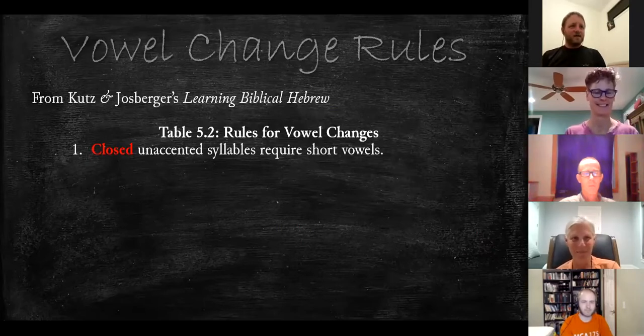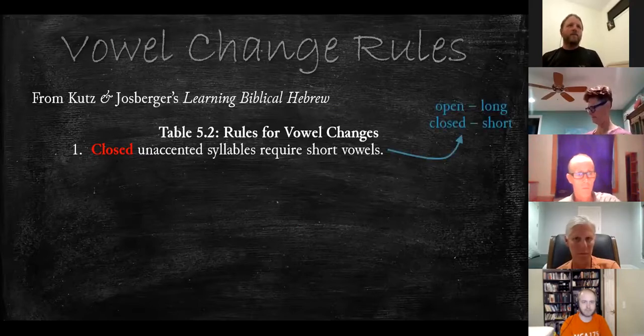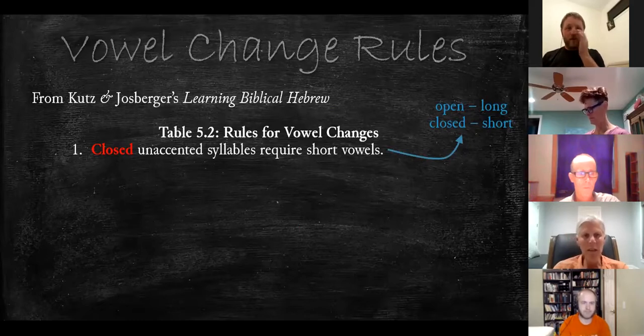Closed unaccented syllables require short vowels. The corollary would be open unaccented syllables require long vowels, right? But we don't have a rule for accented syllables, only for unaccented. Okay, that is our rule. Open, long, closed, short. How many times have we said that?